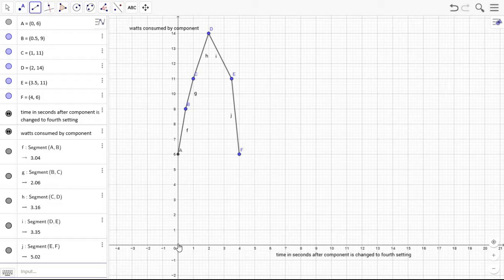But can you tell me something? In 0.1 seconds, how many watts are taken up? If I go to 0.1 and I go up, I can't really read that. Is that 6.1? Is that 6.2? Is that 6.3? It's not really clear. This is very basic, and it's limited what you can do with this.